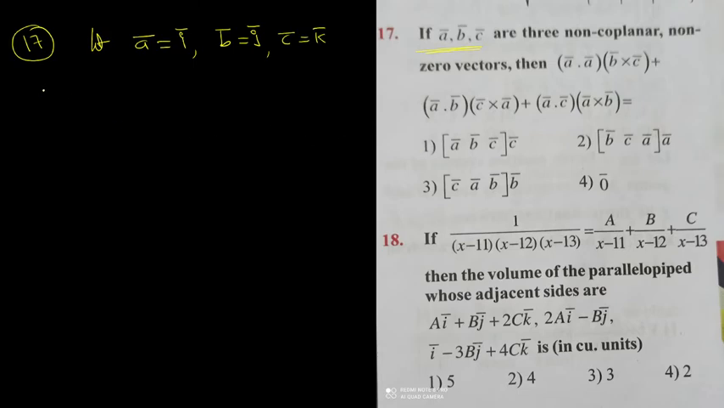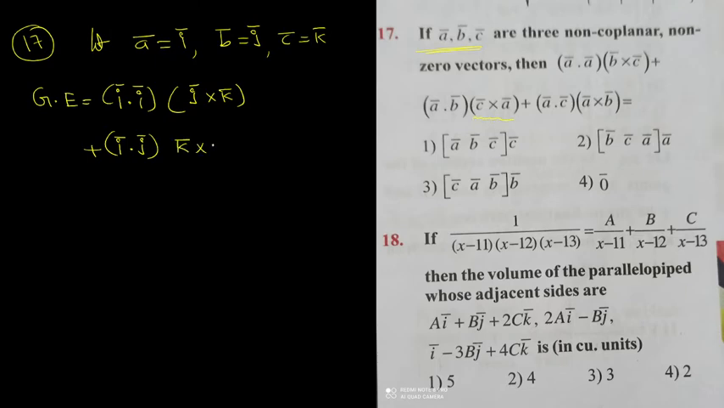What is the given expression after substituting this? Substituting a bar as i bar, b bar as j bar, c bar as k bar: a bar dot a bar means i bar dot i bar, into j bar cross k bar, plus a bar dot b bar means i bar dot j bar, into c bar cross a bar means k bar cross i bar, plus a bar dot c bar means i bar dot k bar, into a bar cross b bar means i bar cross j bar.